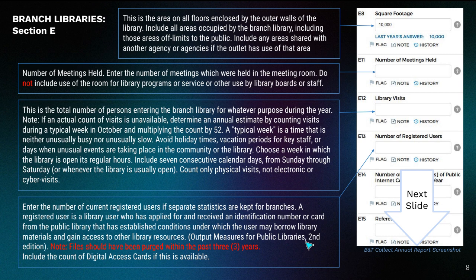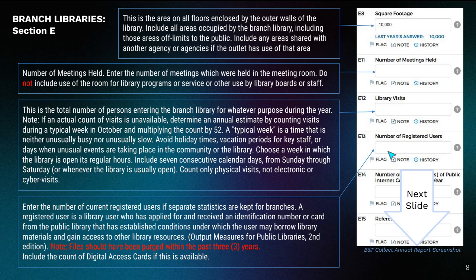And then the current registered users is a separate statistic for each branch. If you have not purged your files within the past 3 years or gotten rid of those extra numbers, like people who are 150 years old and never come in, at least not since you've been there, it's time to archive or purge those.